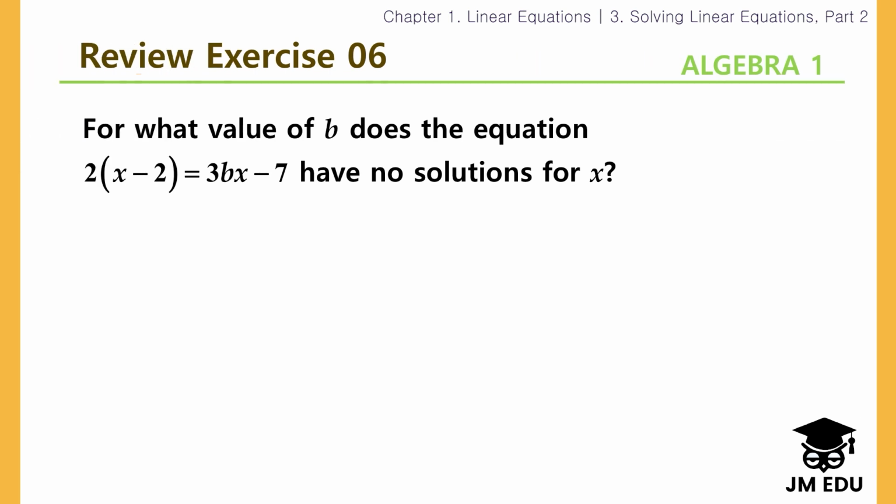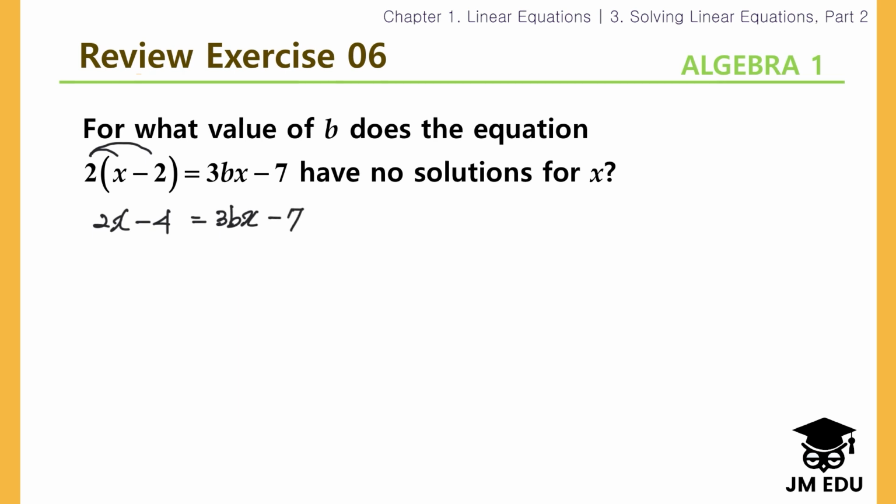Number 6. For what value of b does this equation have no solutions for x? Well, if an equation has no solution, then both sides of the equation have to have the same x term but different constants, right? So let's simplify this expression first. The expression on the left, we have 2 times x. So 2x, 2 times minus 2, minus 4 is equal to, we have 3bx minus 7.